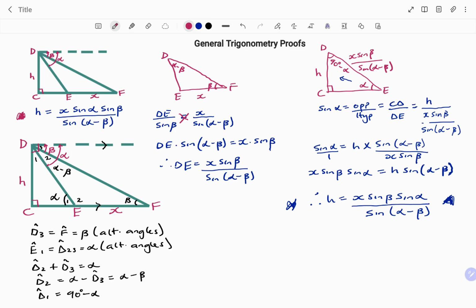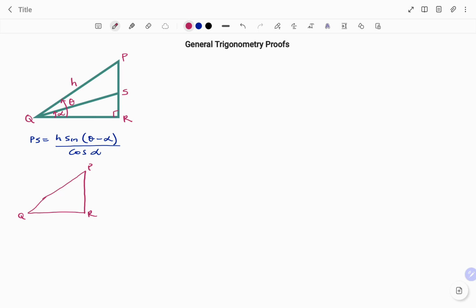Let's look at the second example. In this example, we have the triangle PQR. We have to show that the line PS is equal to h sine in bracket theta minus alpha, all divided by cos alpha. Using the same diagram, I'm going to start by taking out the triangle PQR such that the angle at R is 90 degrees.